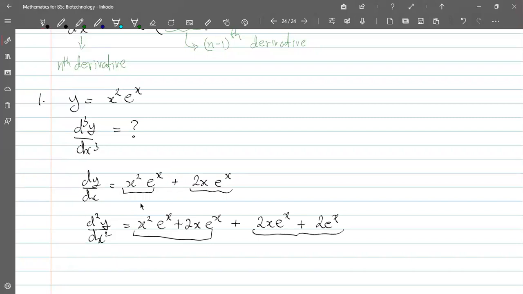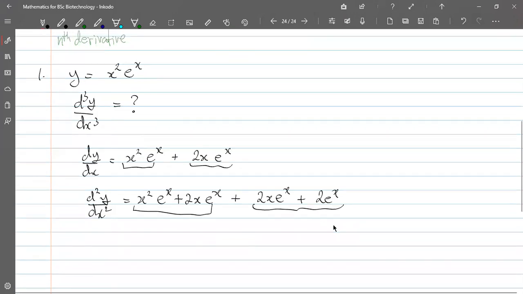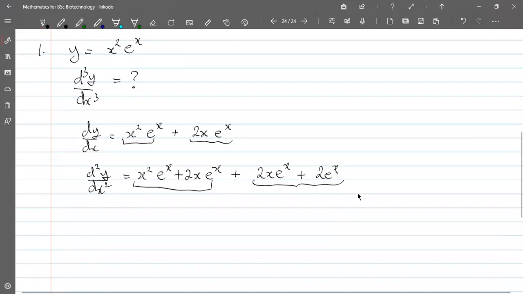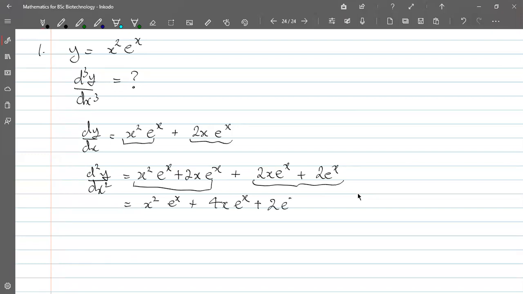Correct? Forget the first term. Just taking the second term and differentiating, I get 2x times the derivative of e power x plus the derivative of 2x, that's 2 e power x. Of course, this can be simplified because you see that the middle two terms are actually the same. Even if they are not the same, you will have a difference of a constant possibly, but they'll almost be the same. So here you can write 4x e power x plus 2 e power x. Okay, this is just the second derivative.